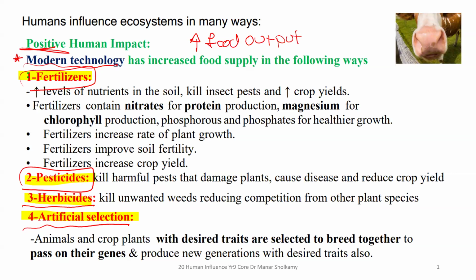So let's take it one by one. So the positive human impact, what good did we do? Or what did we do to increase the food output? We used fertilizers. I'm sure you know what these are. These fertilizers contain nitrates so that plants can make protein. They contain magnesium for chlorophyll. They increase the rate of plant growth, soil fertility, and crop yield. Fertilizers are very important for plant growth.